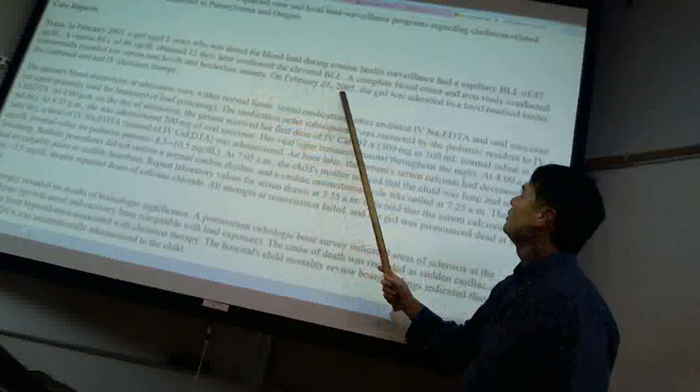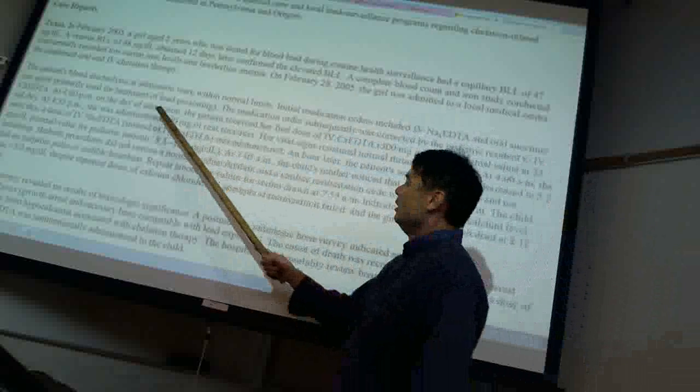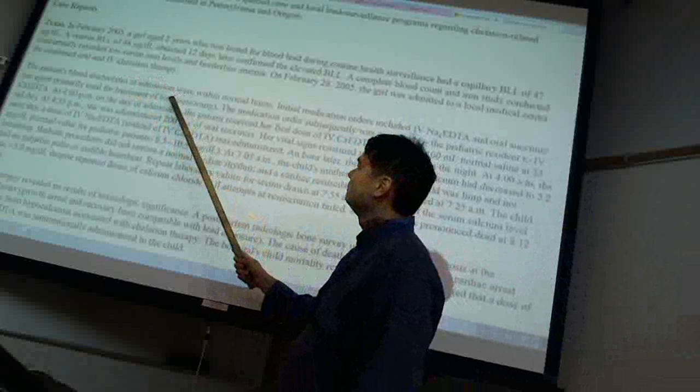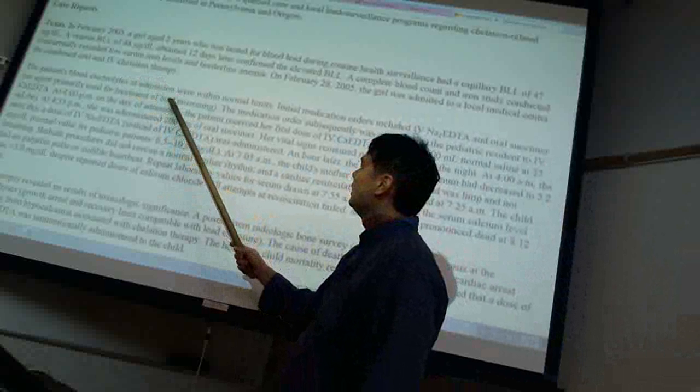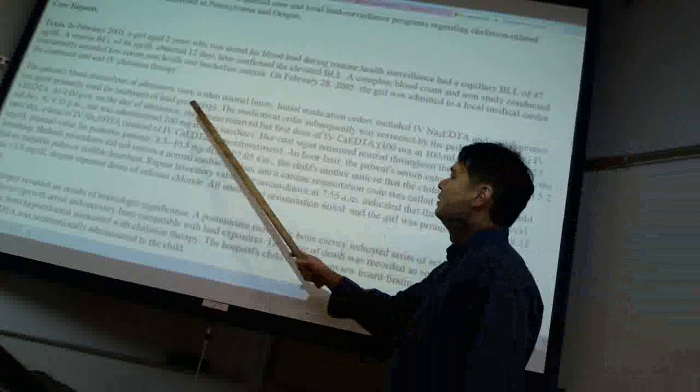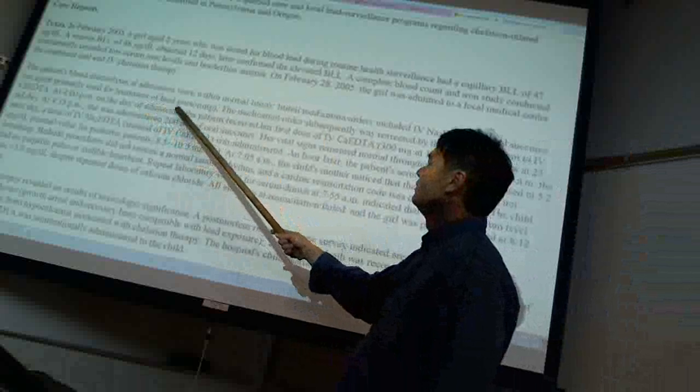On February 28, 2005, the girl was admitted to a local medical center for combined oral and IV chelation therapy. The patient's blood electrolytes at admission were within normal levels. Initial medication orders included intravenous sodium EDTA and oral succimer, an agent primarily used for the treatment of lead poisoning.